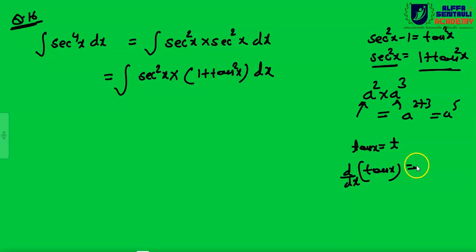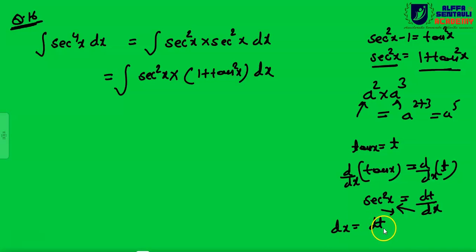Differentiate both sides with respect to x. dt. So this will become what, beta? Sec square x. And this will be equal to dt upon dx. Right? So now we have to cross multiply dx and bring sec square x to the denominator of dt. So dx is nothing but dt upon sec square x.